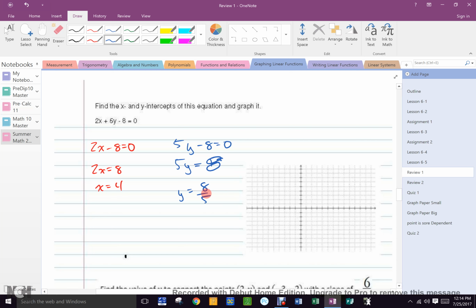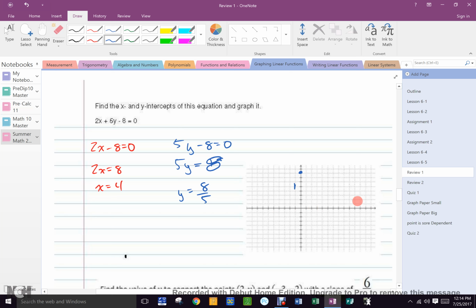I need decimals, don't I? I need fifths. 8/5 is 1 3/5. 1, 2, 3, 4, 5. There's 1. 1, 2, 3. There's 8/5. 4. That would mean I would need to go out 20, wouldn't I? Can I fit 20 on here? No. So I'm going to have to change the scale on this part, aren't I?